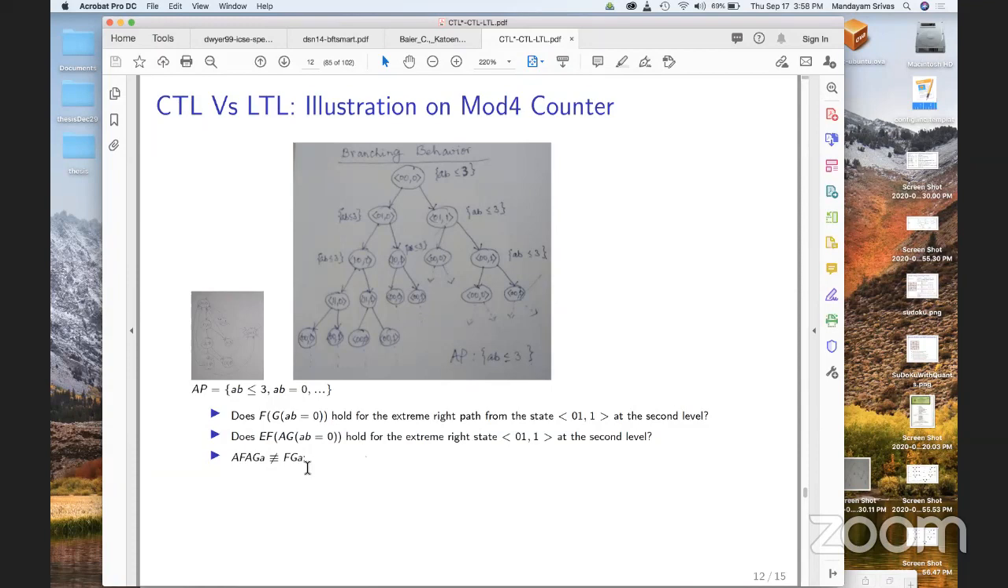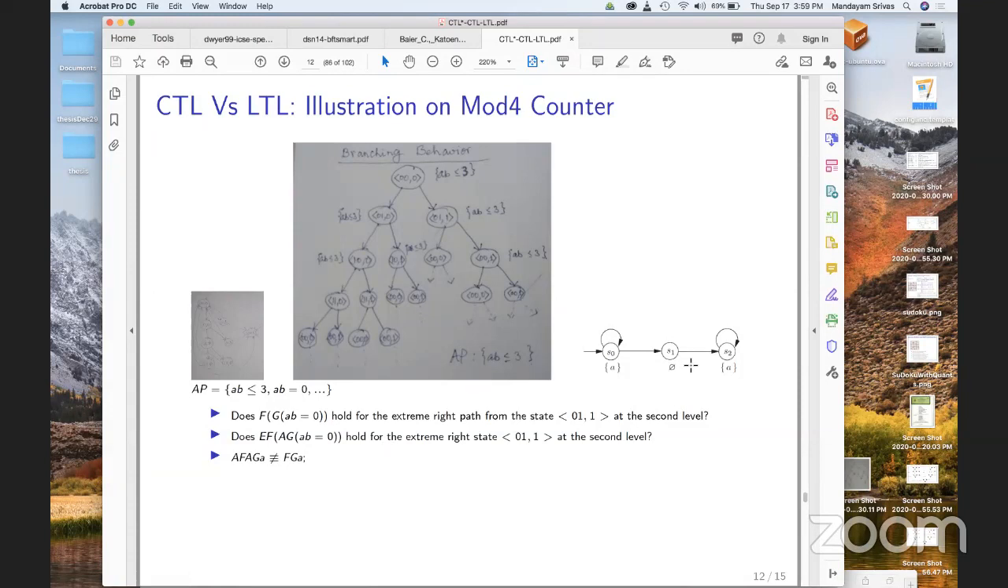So it turns out that obviously EF itself is not 0. Even AF of AG of A in general is not equal to FG of A. This is FG of A, not GF of A, so that will also not be true. You can always find transition systems that make these two things different. And you can see here, even AF of AG of A is not equal to F of G of A.